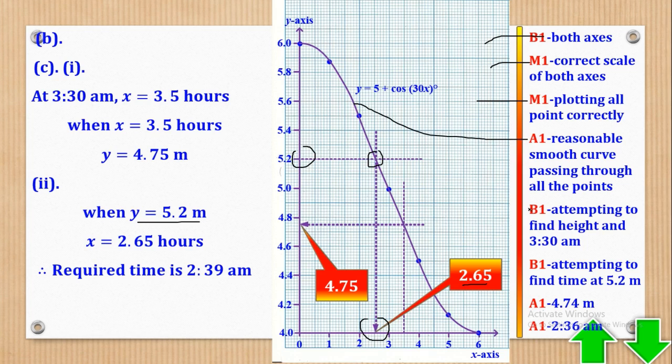B1 for attempting to find the height. So for you to draw these two dotted lines, it means you attempted to find the height at 3:30 a.m. Then another B1 for attempting to find the time. For you to draw these two dotted lines, that's attempting to find the time when the height is 5.2. Then A1 is for you to state the height, and A1 for you to state the time in Roman 2.